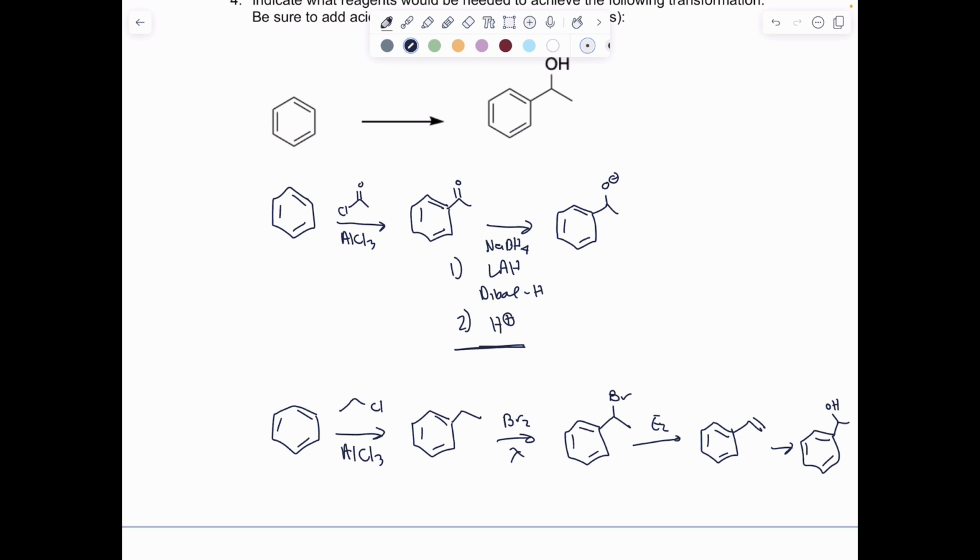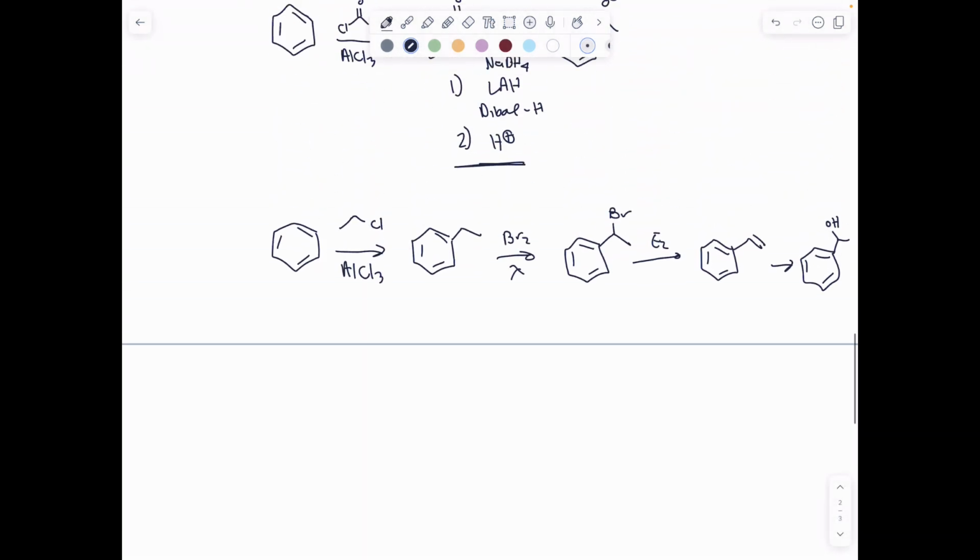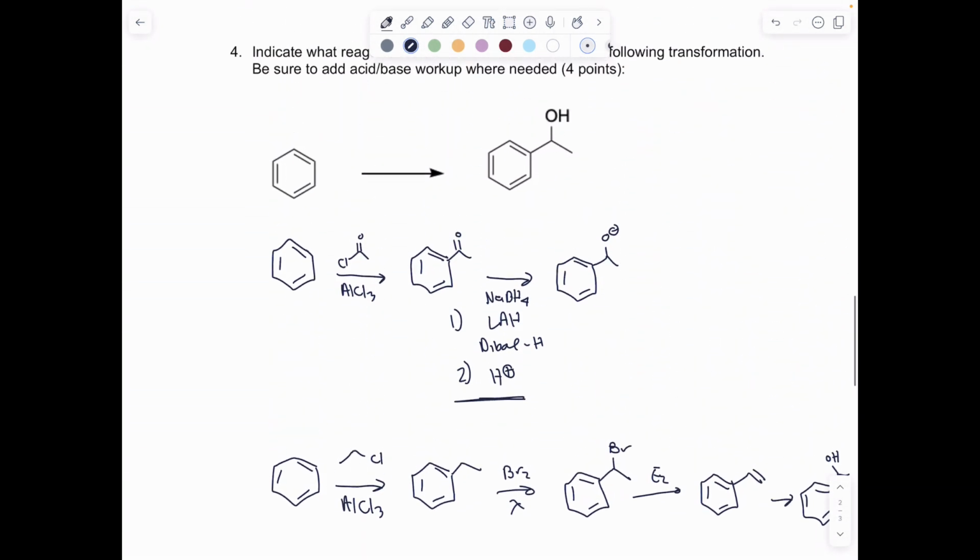These aren't the only ways that you could solve this reaction. These are just 3 of many different ways, but these are probably the most common ones that you guys are going to think of. If you thought of anything else and it works, I'm sure you'll get credit for it. And that brings us to the end of this review. If you have any questions, please feel free to reach out and I will be happy to answer them.